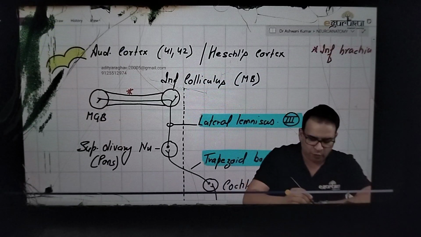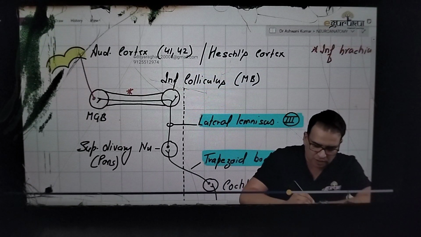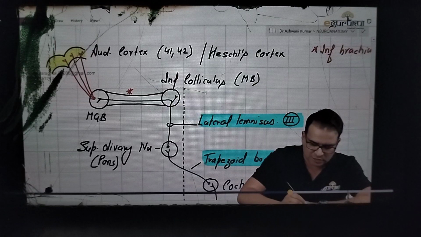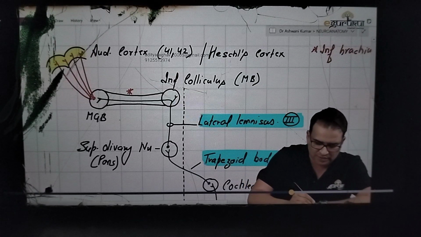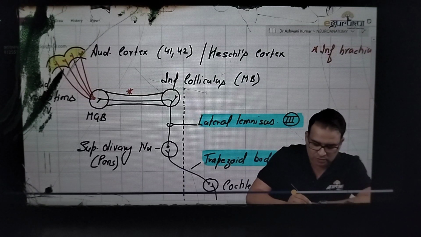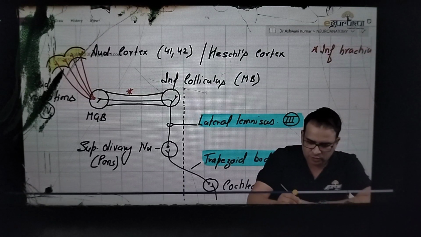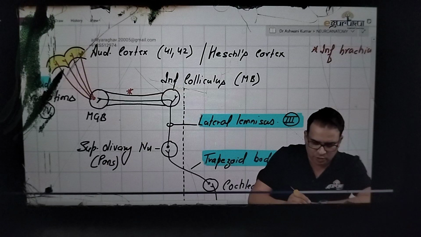And finally, the fourth order neuron, which will begin from this medial geniculate body, will be radiating into the auditory cortex or Heschl's cortex, and that's why it is called the auditory radiation. That is the fourth order neuron, the auditory radiation. See, there is another name given to the auditory radiation.